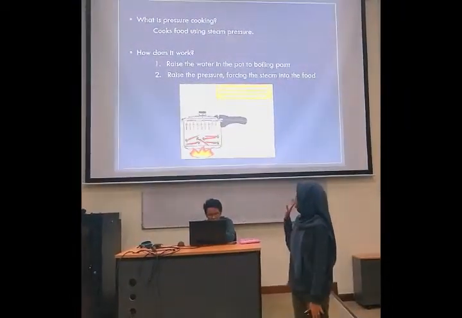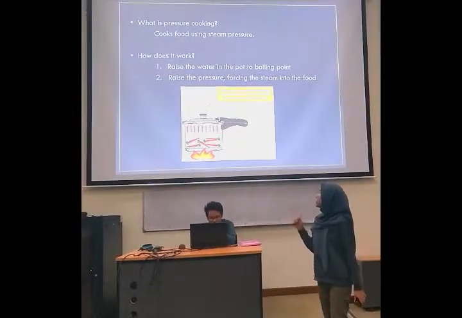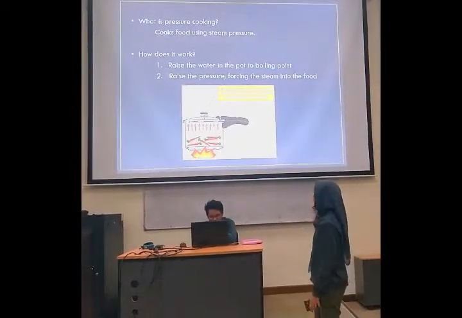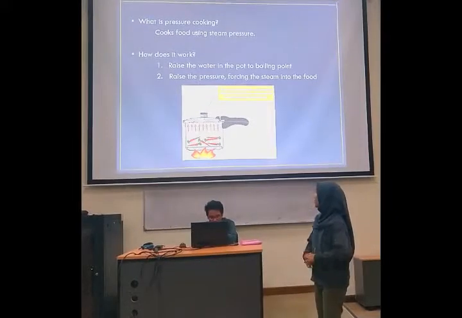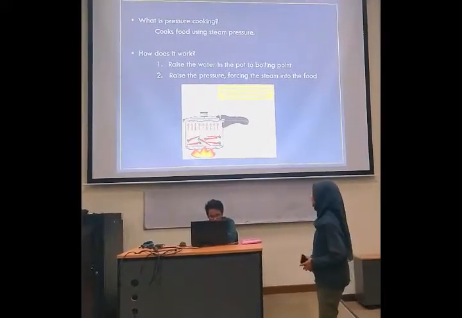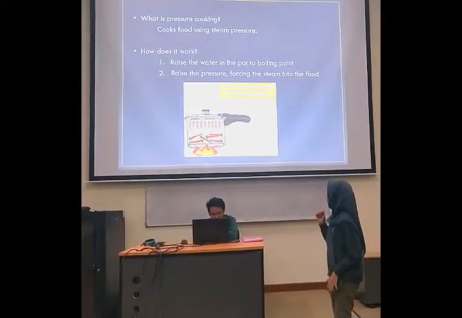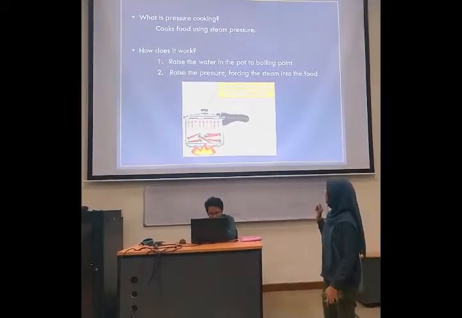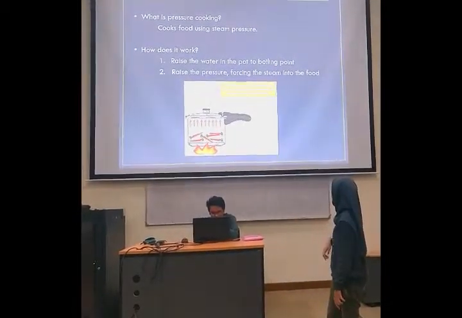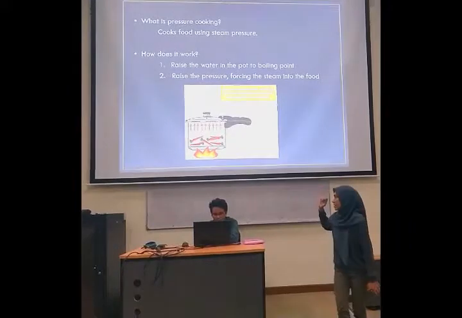Okay. What is pressure cooking? It cooks food using steam pressure. How does it work? The first step is to raise the water in the pot to boiling point, and the second step is to raise the pressure, forcing the steam into the pot. Okay, like this.